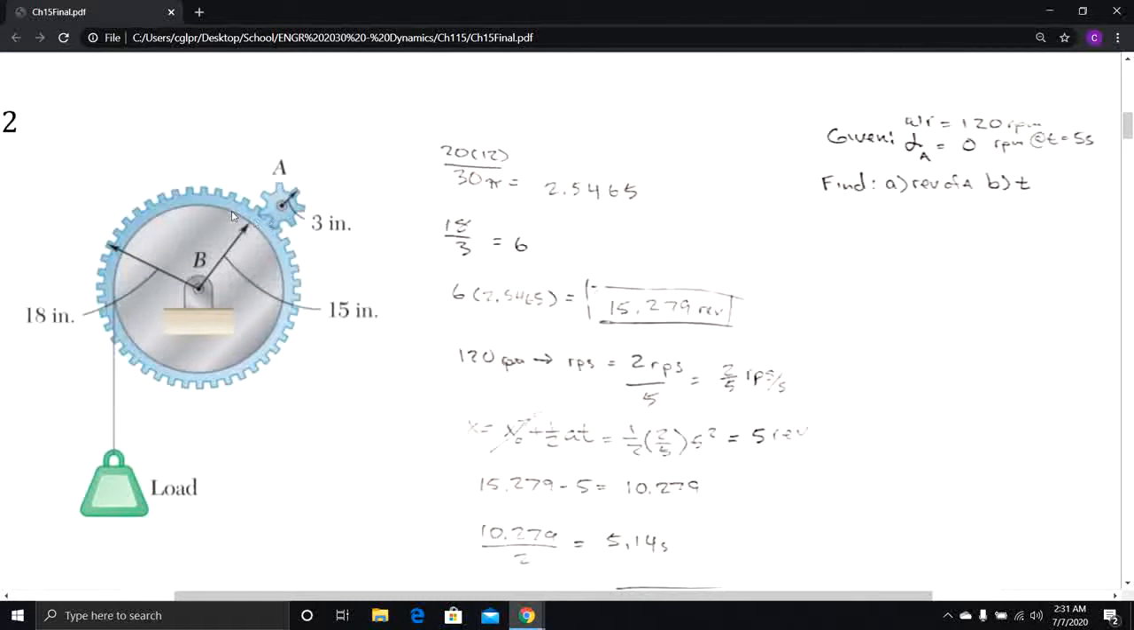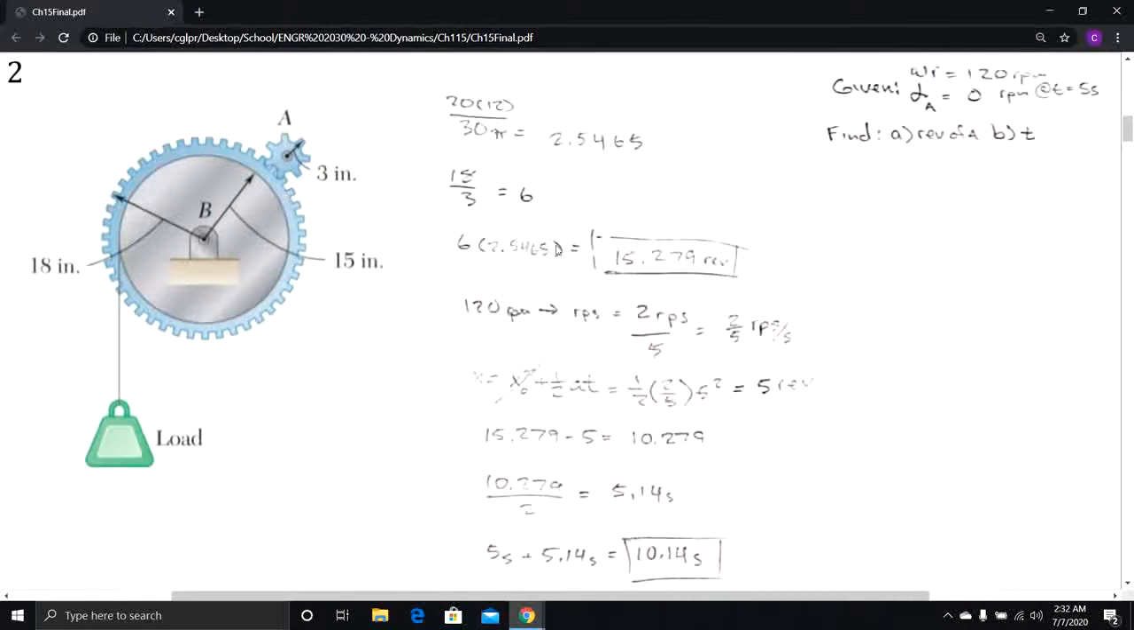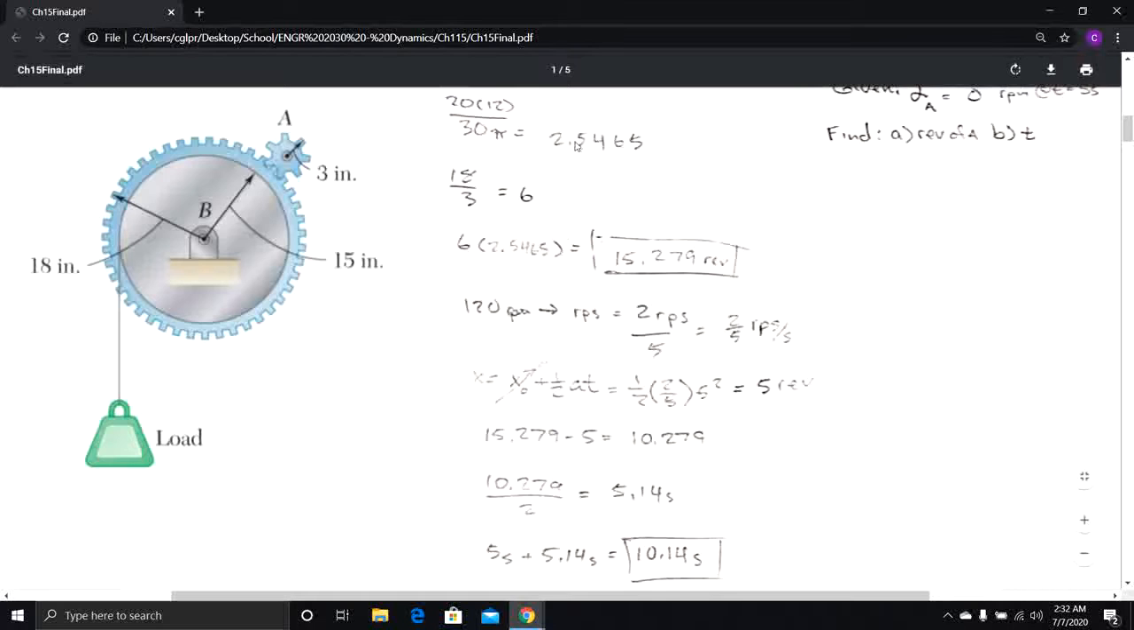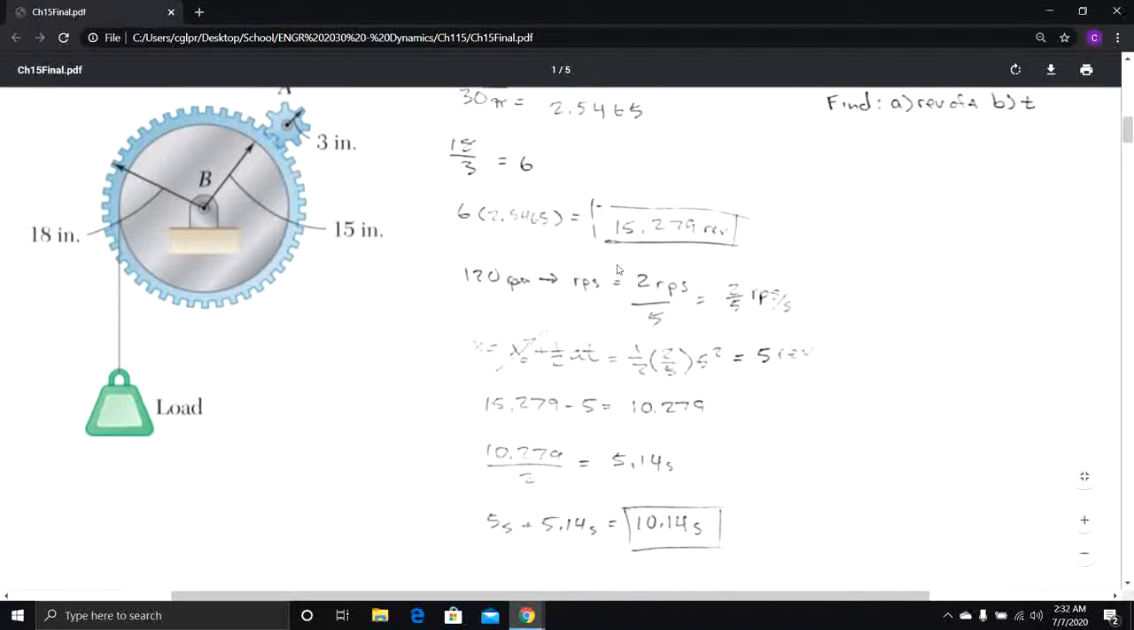I don't need to compare the circumferences exactly to each other, just the radii will work because that 2 pi is going to be a constant. They're just going to cancel each other out. So the 18 over 3 inches gives me 6. That means for this to rotate once, A needs to rotate 6 times. So I just times 6 by the number of rotations required of B to find how many revolutions are going to be required.